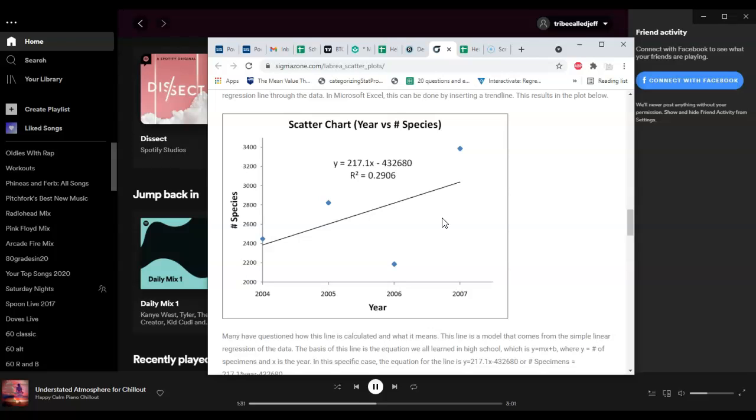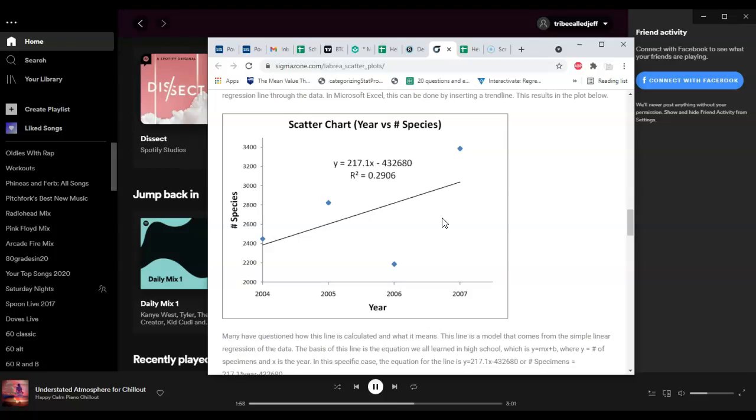And they didn't give you r, but we can find it. What do we have to do? They're giving us r squared, so if you want r, you literally take the square root of it. The square root of 0.2906, so r is actually 0.54. So our explanatory variable down here is year. Response is number of species.